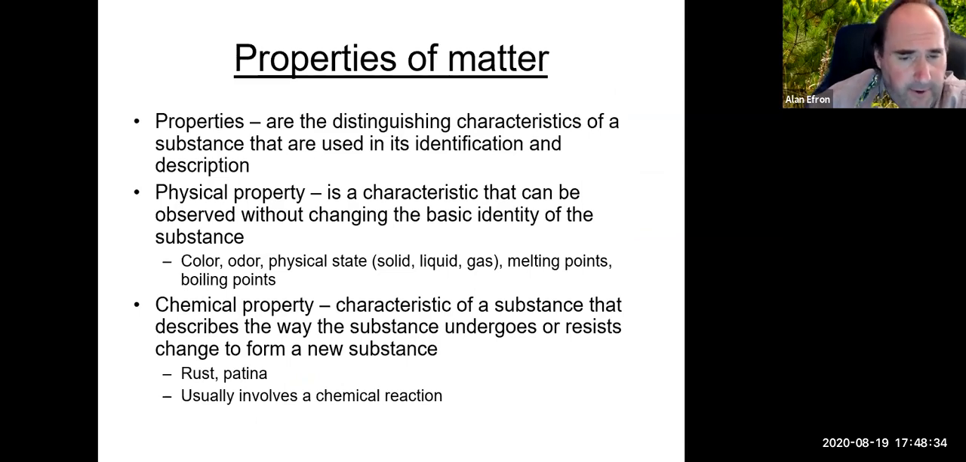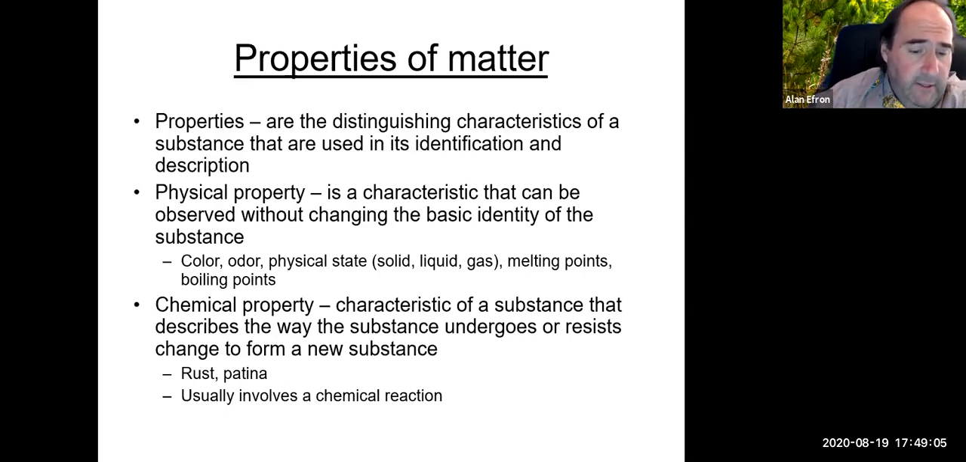So let's talk about some properties of matter. Properties are characteristics that can be used to identify a particular substance. For example, physical properties are things that you could observe without changing the identity of the substance. Things like color, odor, physical state, which is a very common physical property, such as solid, liquid, gas, and things like melting points and boiling points.